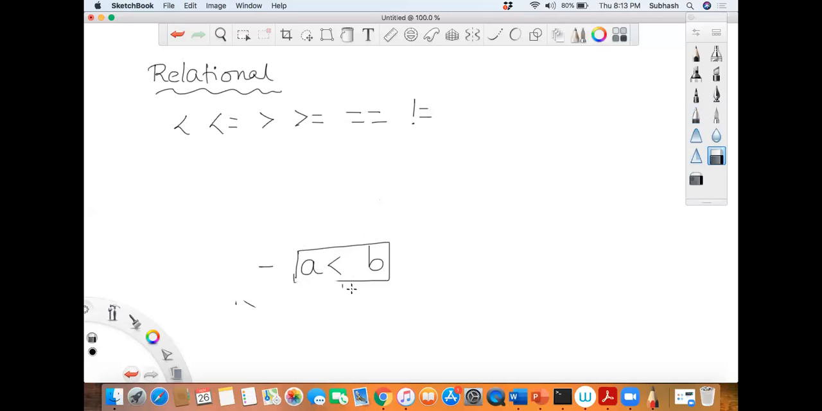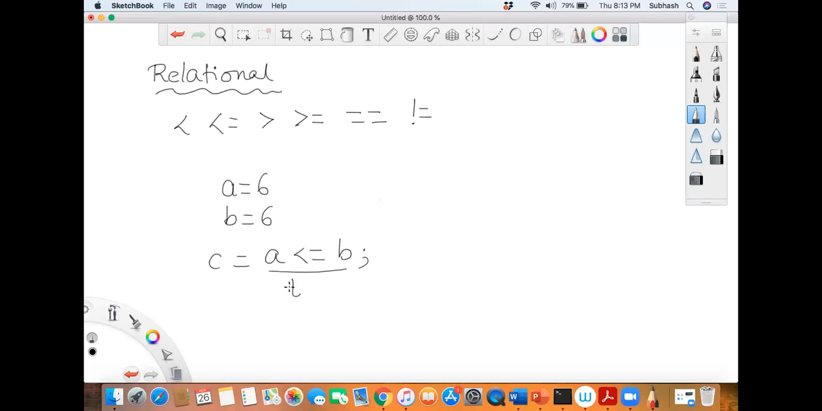Let me give you one more example. Say A is equal to 6, B is equal to 6, and then I would say C is equal to A less than or equal to B. Now I'm asking you this question: is the value of A less than or equal to B? It is not less than, but it is equal to B. In that case, this expression will result in a Boolean value true, and that true will get stored into C. Is that okay, guys?